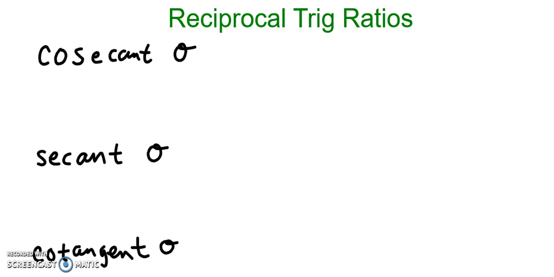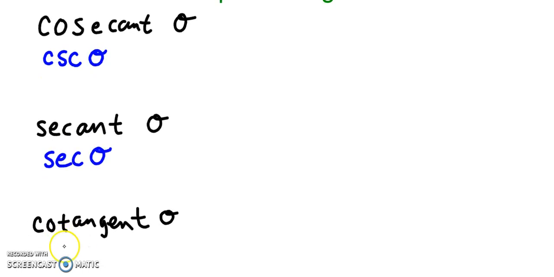Now, for the cosecant, your abbreviation looks like this. For your secant, your abbreviation looks like this. And for your cotangent, it looks like this. And again, we do not abbreviate these and say sec or cot. We say cosecant, secant, or cotangent. And if you lose it, or if you say one of those other things, you lose points off your grade. And I'm very serious.